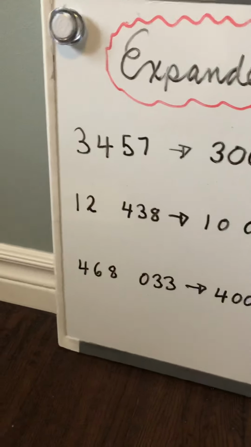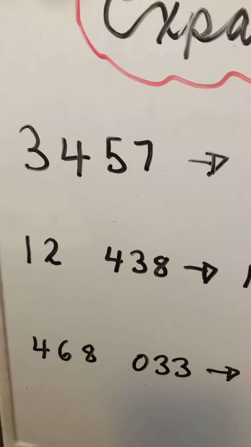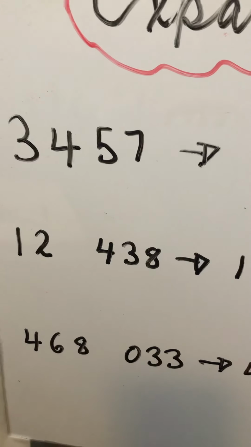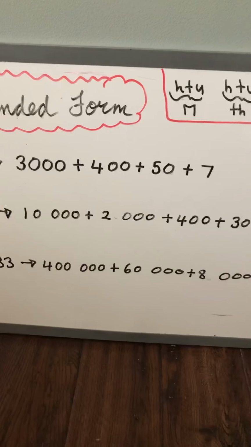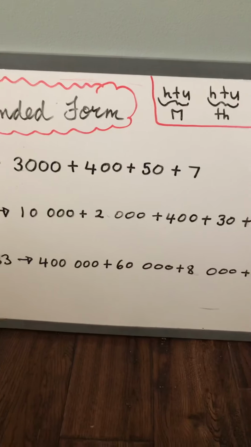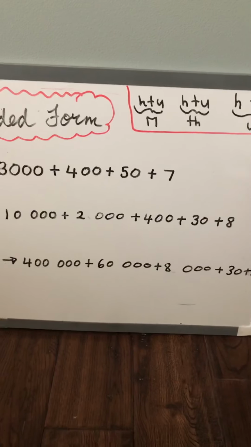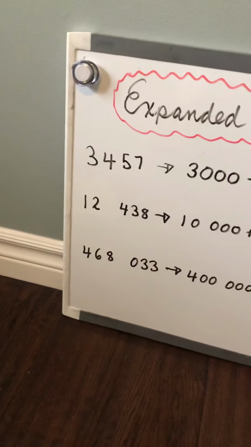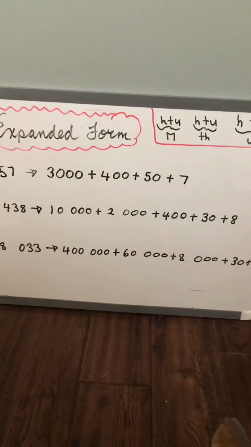Now let's look at this number. I read this number, 12,438. Let's expand it. Let's stretch it out. Well, here you go. 10 thousands plus 2,000 plus 400 plus 30 and plus 8. So 12,438. Look at how you've expanded it.